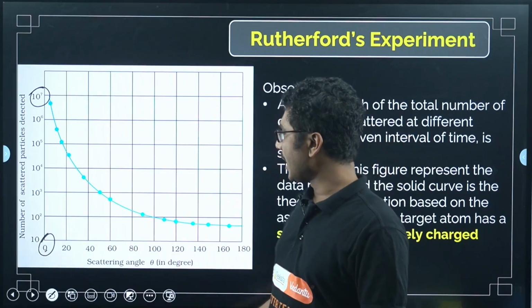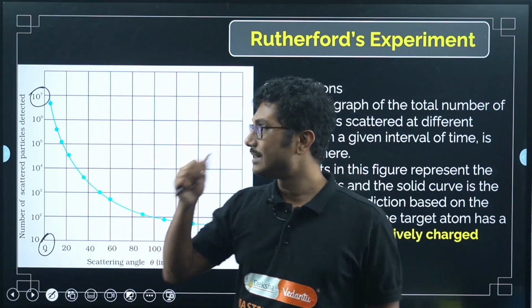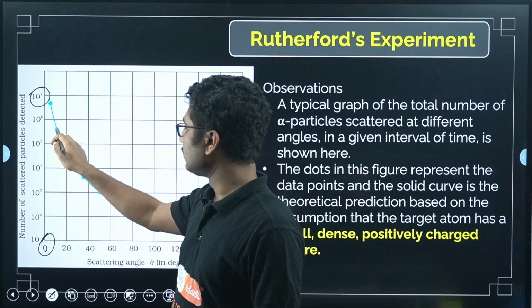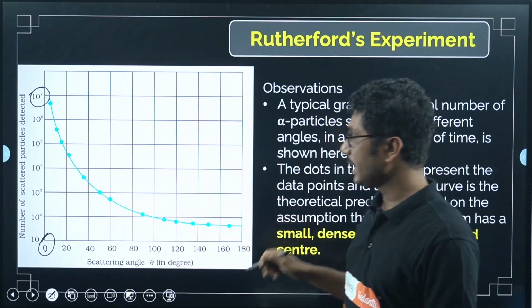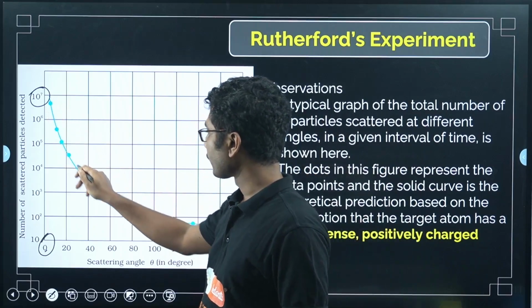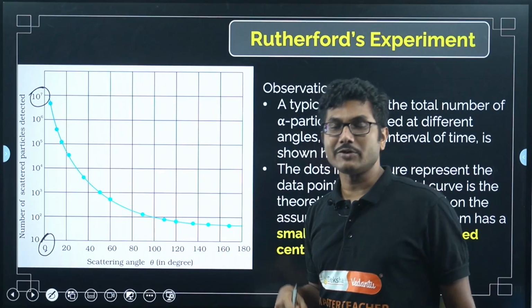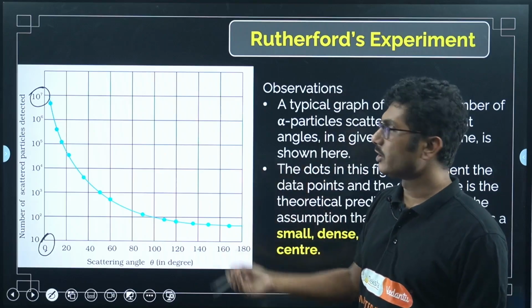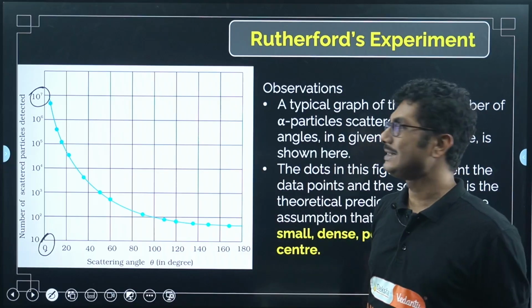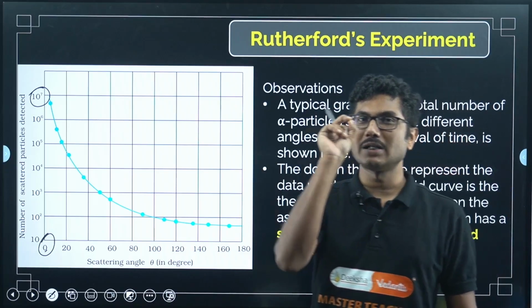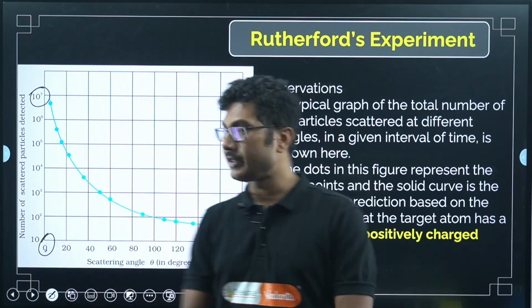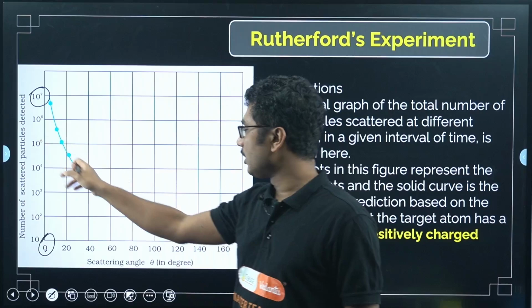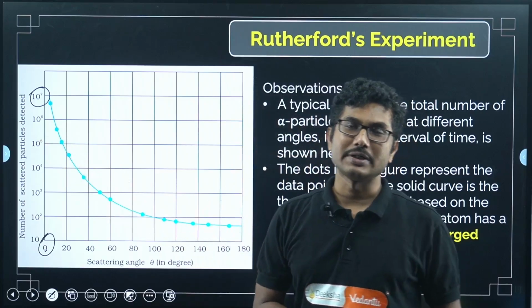So if you are getting this kind of graph, these are the data points. These dots are actually observed during the experimentation. And this solid line was drawn based on the assumption that, instead of a solid positive base, there is only a small tiny positive center. Then you are expected to observe this kind of graph.